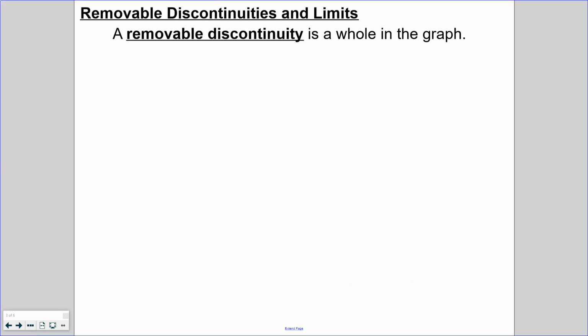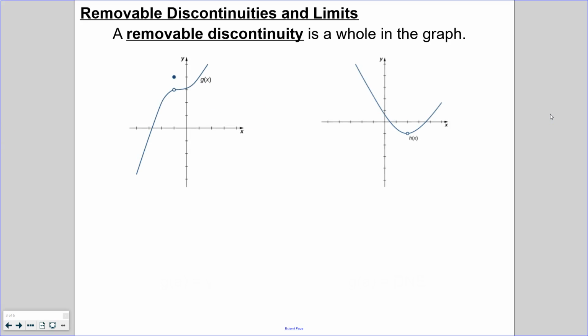Alright, so quick review. The very simplest definition for removable discontinuity is a removable discontinuity is a hole in a graph. Now, there are two different subcategories for removable discontinuities, and these two graphs show the examples of both. We have one where the point is just moved up or down on the graph, and we have the other one where the point is completely removed entirely.